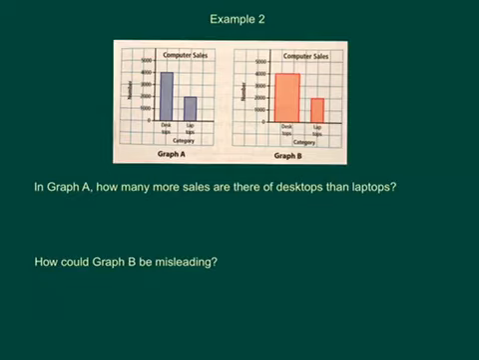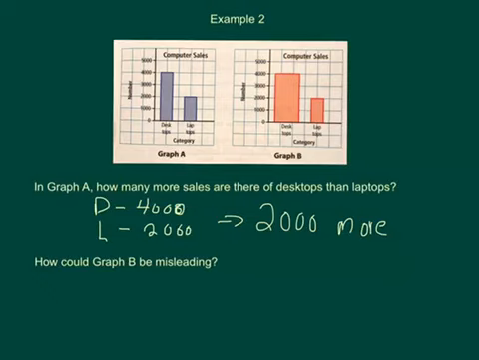So this graph is a little bit different than the other one. We've got two graphs trying to show the same information: how many desktops versus laptops were sold. In graph A, the question is, how many more sales are there of desktops than laptops? Well, we know that the desktops sold 4,000. Oops, that looks like a 6, I'm sorry, that's a 0. And the laptops sold 2,000. So we know that they sold 2,000 more.